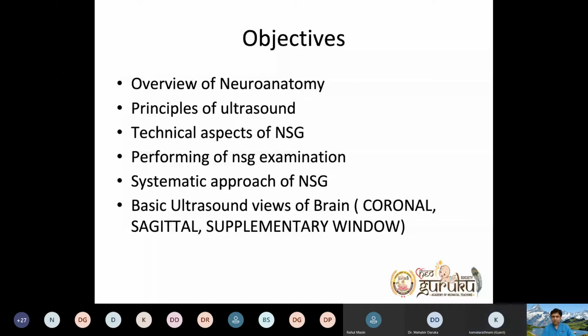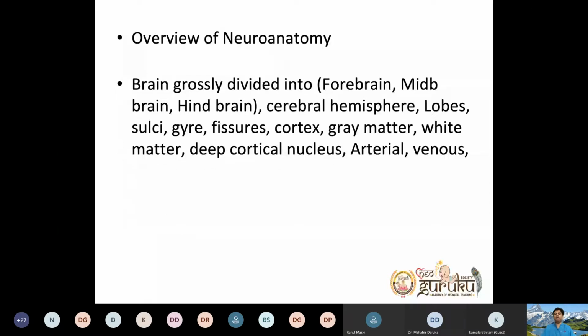So coming to today's topic, we know that the brain is grossly divided into forebrain, midbrain, and hindbrain. We have cerebral hemisphere, cerebellar hemisphere, and the cerebral hemisphere is divided into different lobes. We have got the sulci, gyri, fissures. We have cortex, which is gray. Then we have gray matter, white matter, deep cortical nucleus.